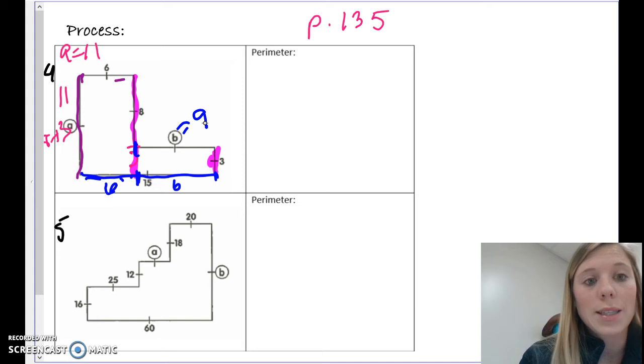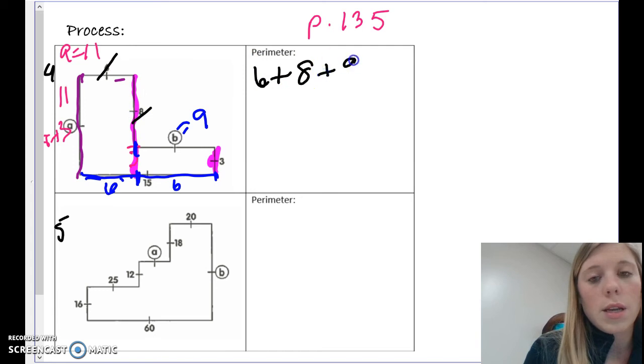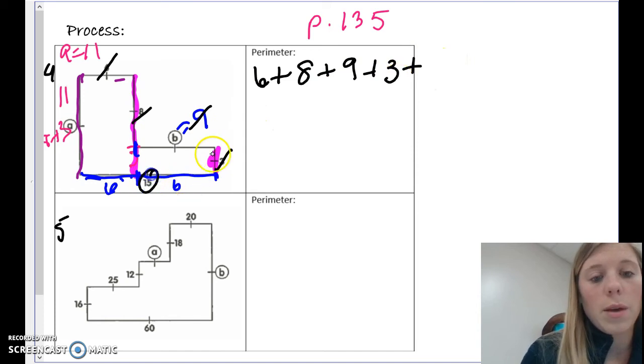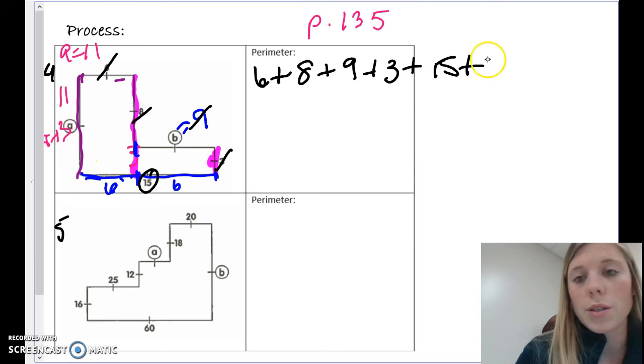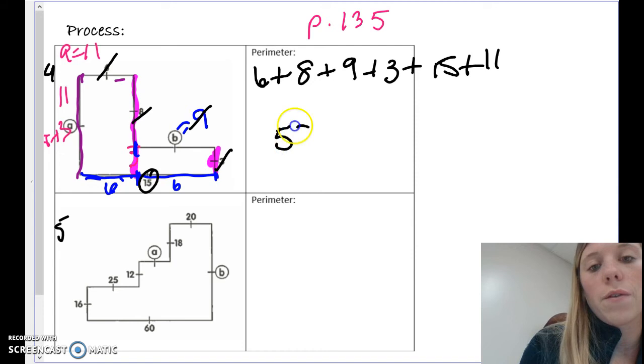So now we know all the sides that we need to add up. So we have this side 6, cross it off, plus 8, plus 9, our B, plus 3, that's B, the bottom here is 15, and then plus this side, which is 11. So adding that up, you should get a total of 52 units.